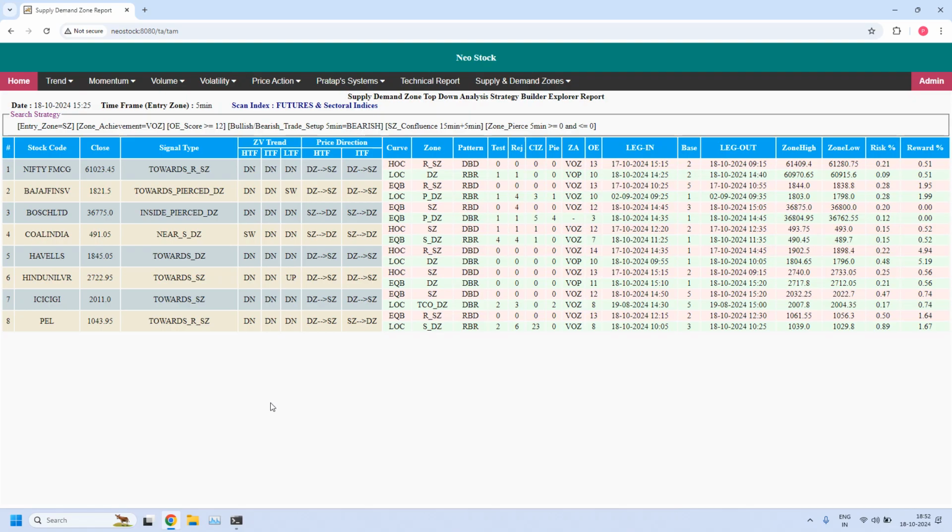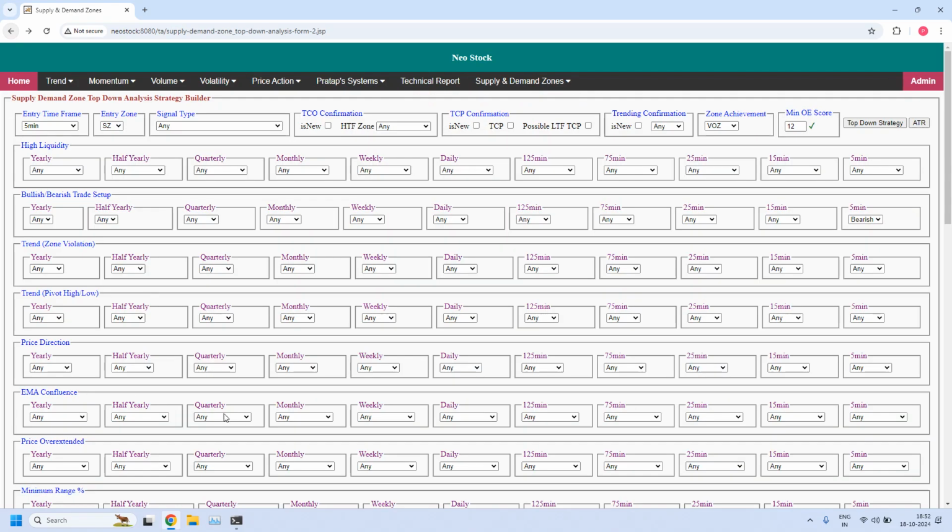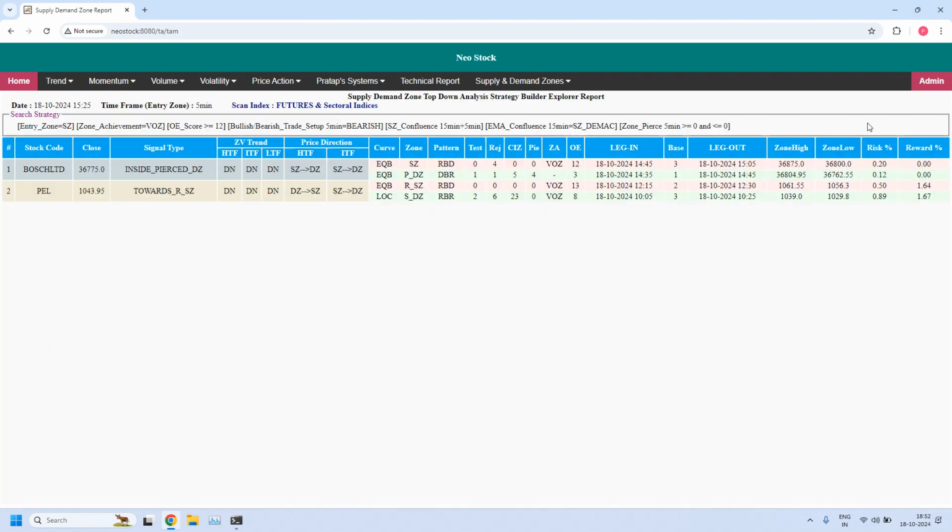ITF EMA confluence. That means the 15 minutes supply zone with daily EMA confluence, because the last EMA confluence is daily. So in the EMA confluence, the 15 minutes supply zone should have daily EMA confluence. That is the filter I enabled: 15 minutes supply zone with daily EMA confluence filter. Let's verify. We got two stocks.